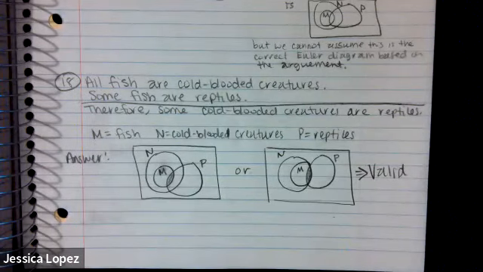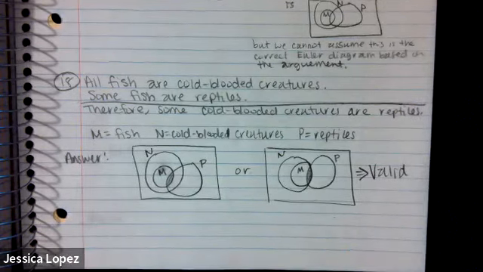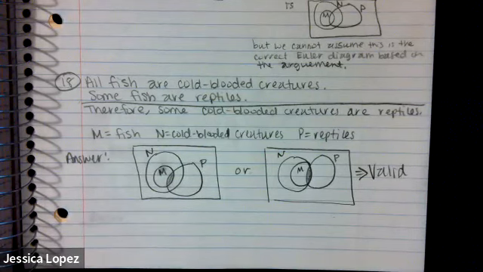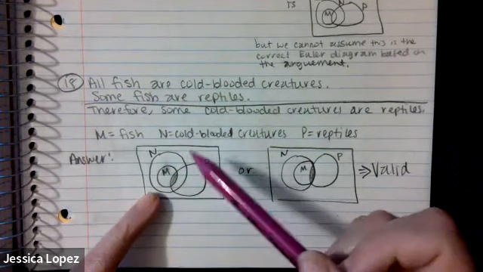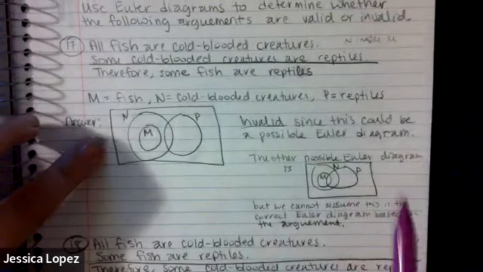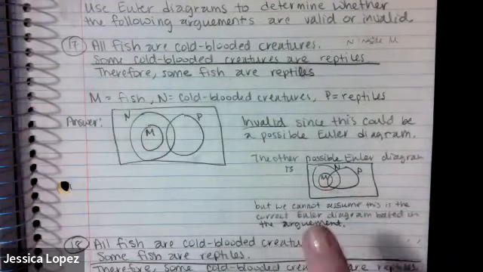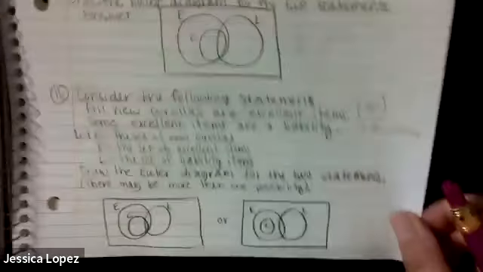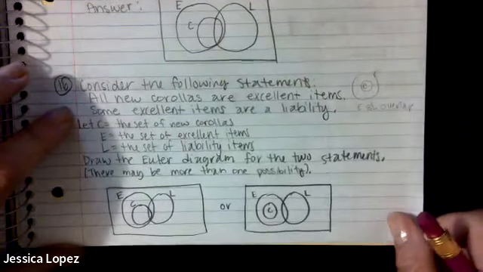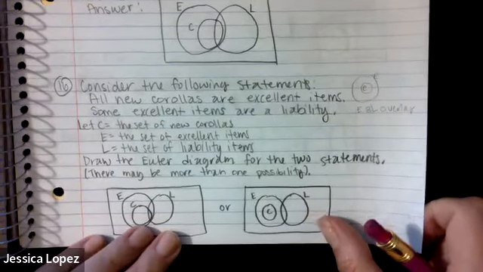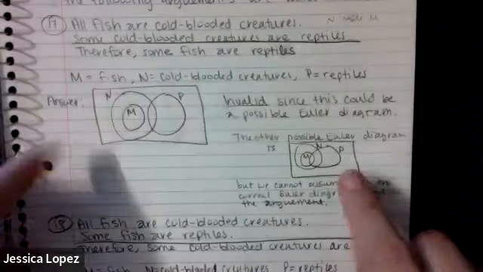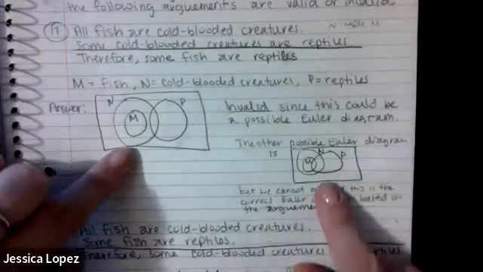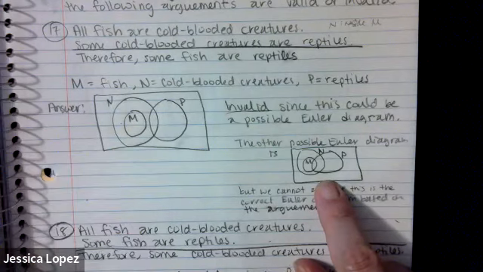Now, here is 18. All fish are cold-blooded creatures. Some fish are reptiles. Therefore, some cold-blooded fish are reptiles. Now, same thing here. So in the previous one, you were just given 2 sentences, and you were asked to find possible Euler diagrams for them. And so these were the 2 possible Euler diagrams. Now over here, with the information that we're given with these 2 statements, these are the 2 possible Euler diagrams.